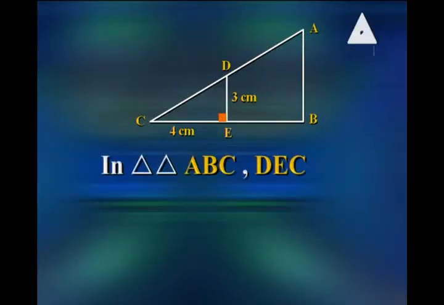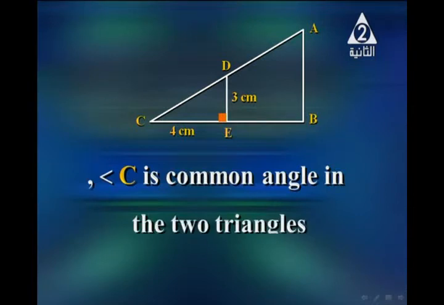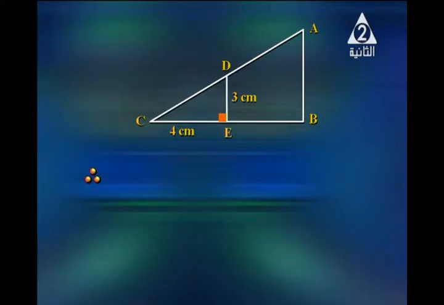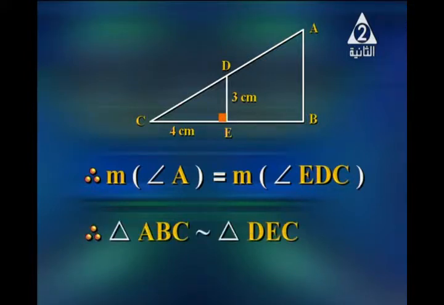In opposite triangles ABC and DEC, measure of angle B equals measure of angle DEC equals 90 degrees. Measure of angle C is a common angle in the two triangles. Therefore, measure of angle A equals measure of angle EDC. Therefore, triangle ABC is similar to triangle DEC.